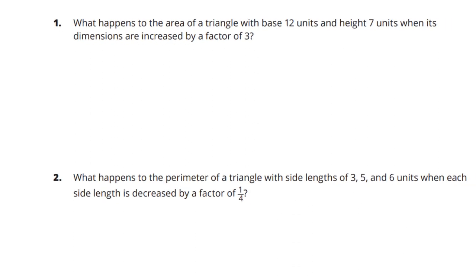So they don't give you what the shape looks like. They just tell you what it is, how many units, but they don't give you a grid. So what happens to the area of a triangle with base 12 units and height 7 units? Well, we know that the area is 1/2 times base times height. Okay, its dimensions are increased by a factor of 3. Anytime you see the word factor, this is multiply.